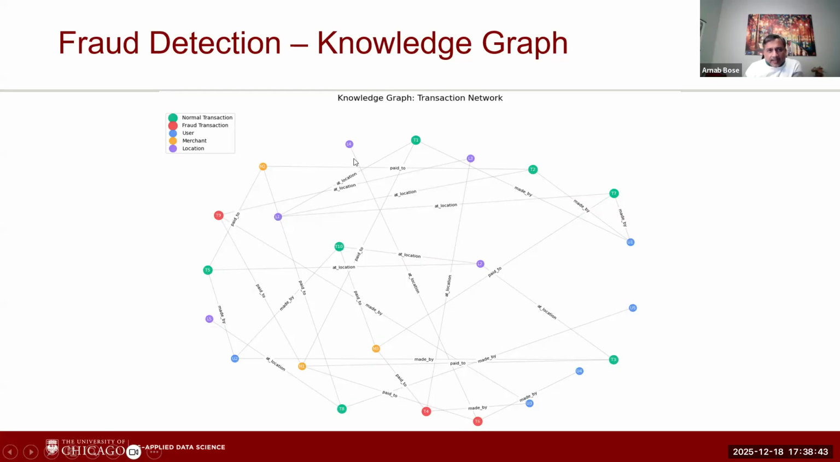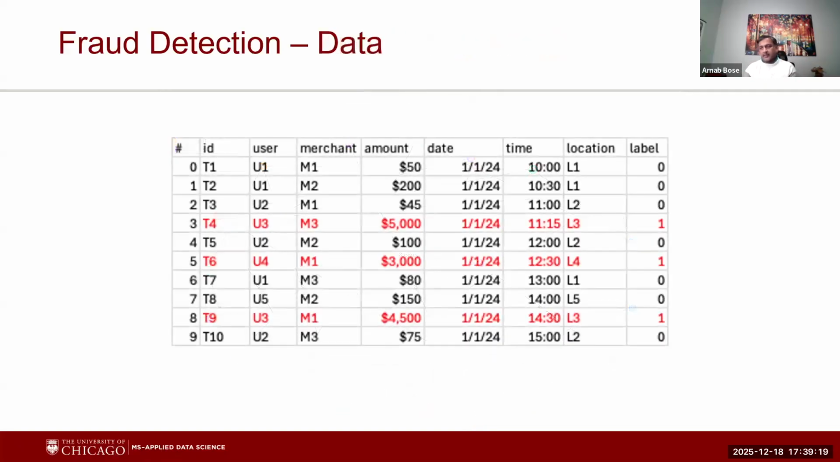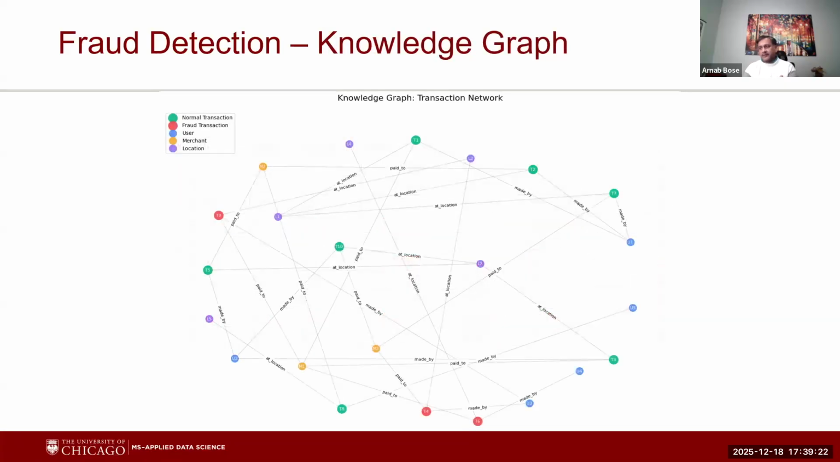So you can see this transaction happened at location L1, so you can see the edge. You can see that this merchant paid for this particular transaction, this transaction was made by this user, this transaction by this user. So those are the edges, the relationships between the different nodes, and the nodes represent the entities that you see on the top left. And this is a knowledge graph powered by a graph database. This is the data, and this is how the knowledge graph is created.